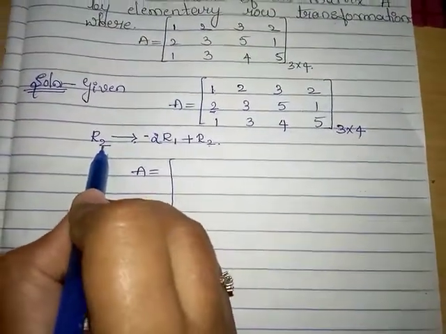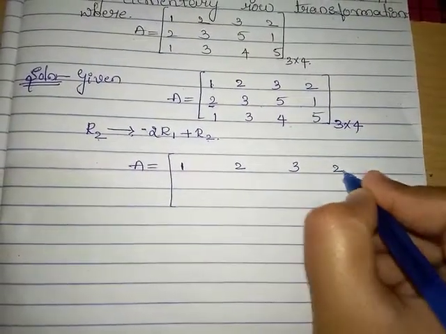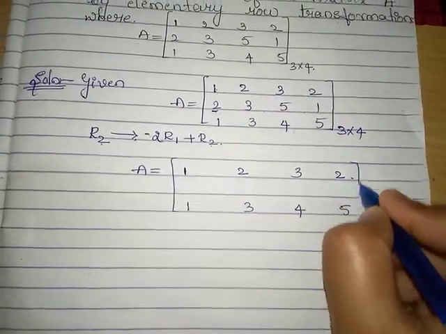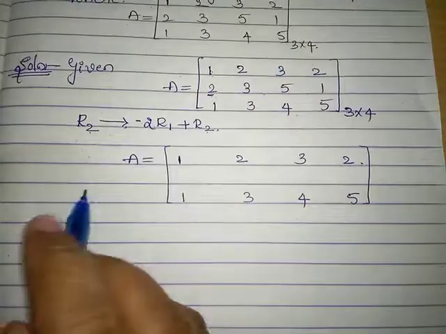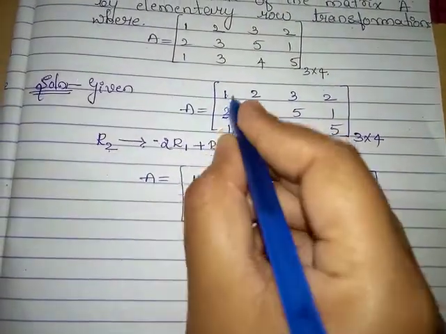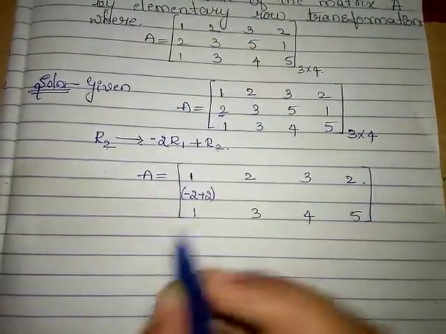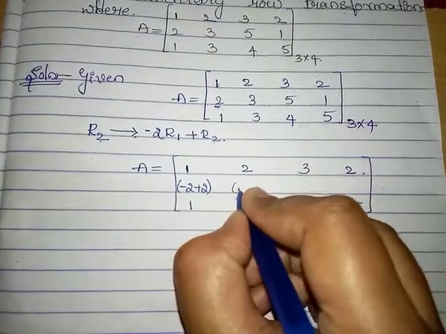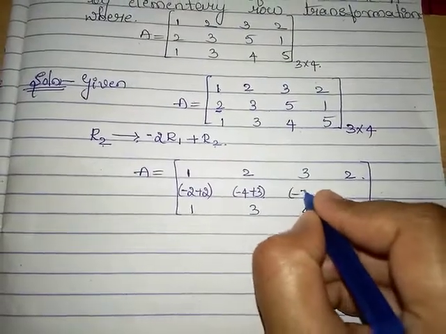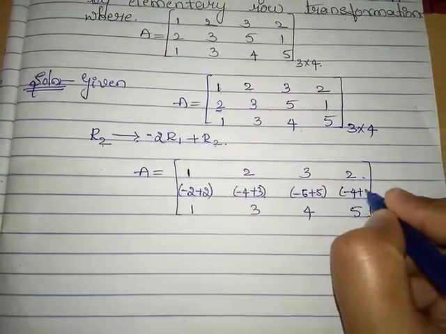Here I am changing R2, which means the first row and third row remain the same. Okay, 1 3 4 5. There are no changes in the first row and third row, because I am changing only R2 here. See, when you multiply -2 into 1, it is -2 plus 2. Next, -2 into 2, it is -4 plus 3. Next, -2 into 3, -6 plus 5. -2 into 2, -4 plus 1.